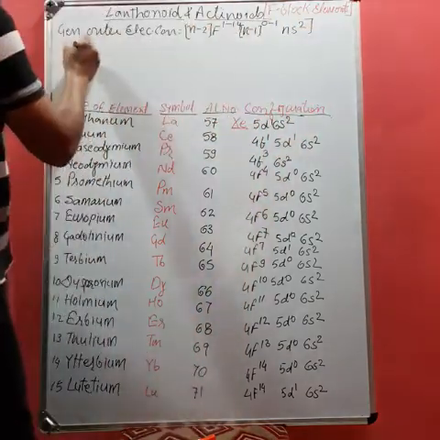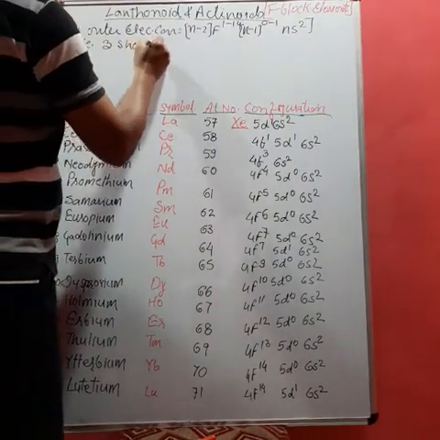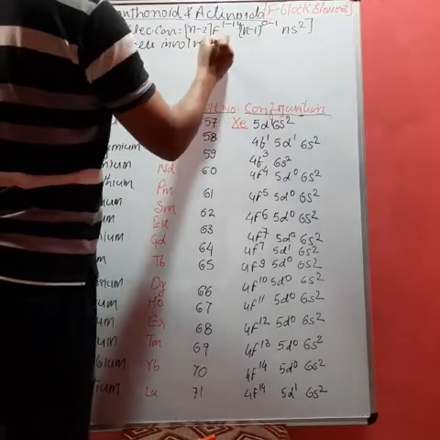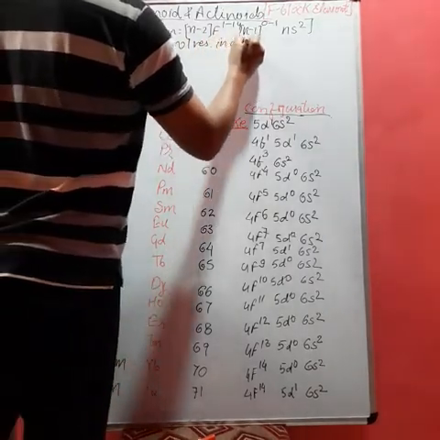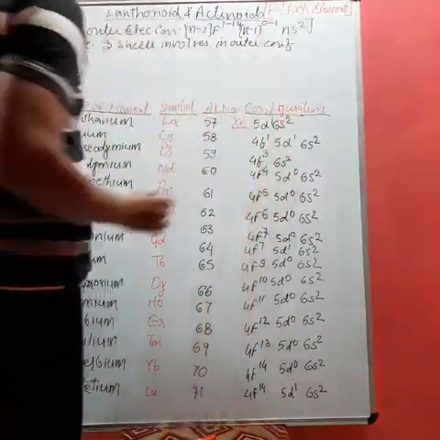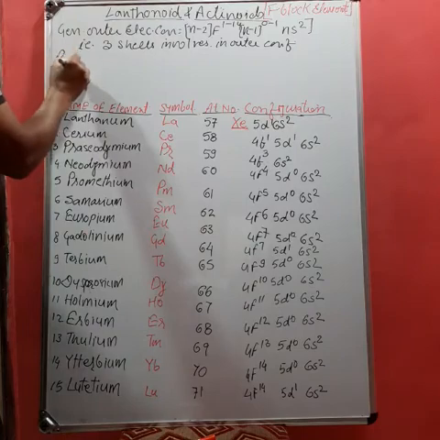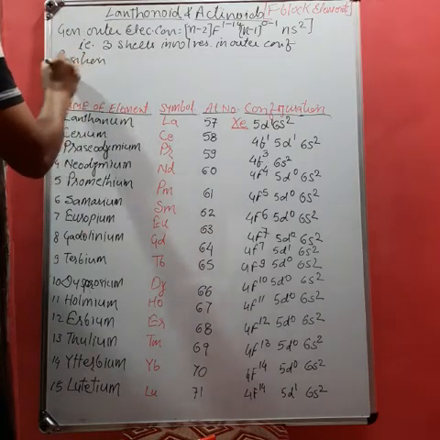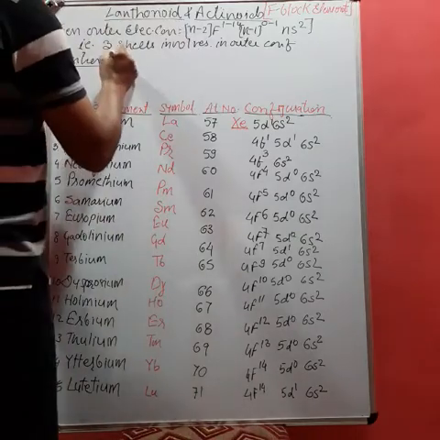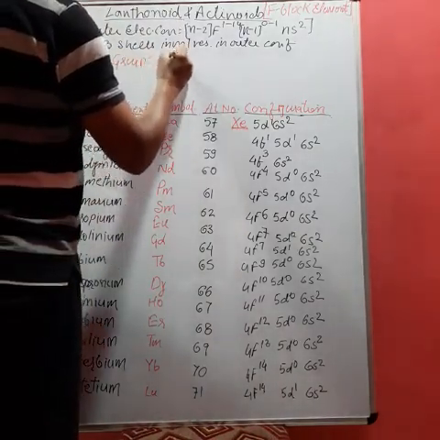That is, three shells are involved in the outer configuration, or you can say the valence shell. The position, if you talk about the group, is that they belong to group number third.